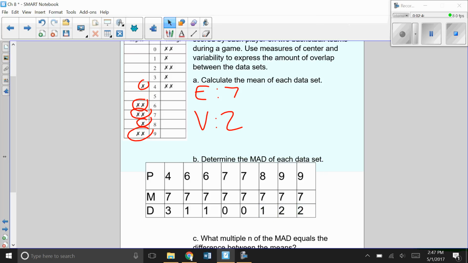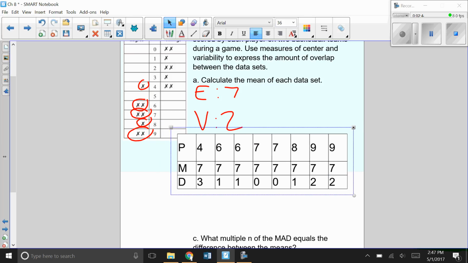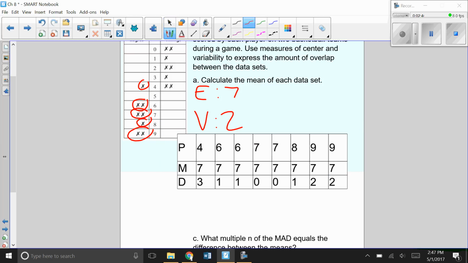Now to find the MAD, I take this table, move it up here so I have a little more space, and I'm going to find the mean of these differences. So I'll go 3 plus 1 plus 1 plus 0 plus 0 plus 1 plus 2 plus 2, and then divide by how many there were. The Eagles MAD is 1.25.